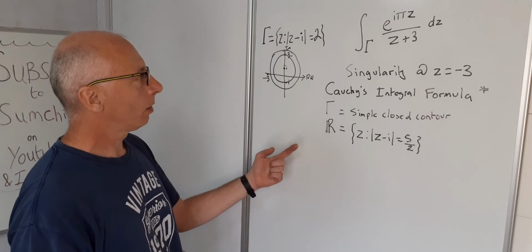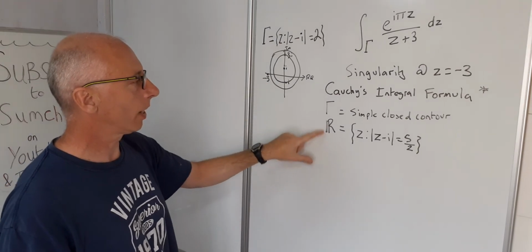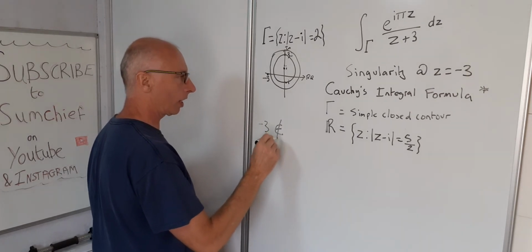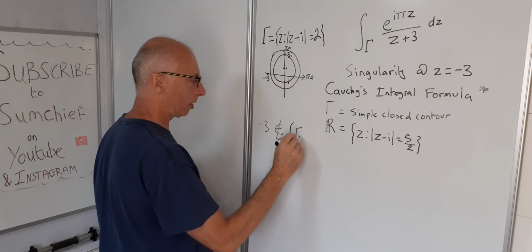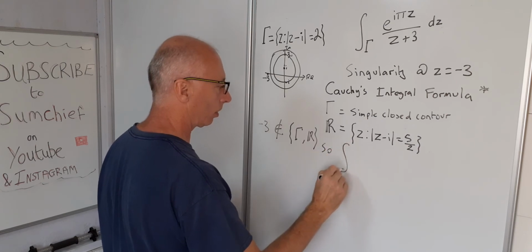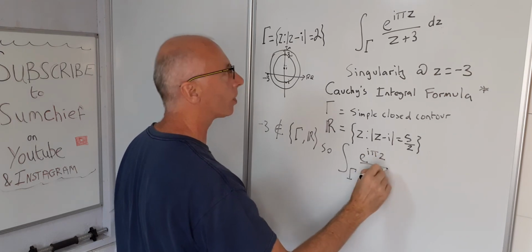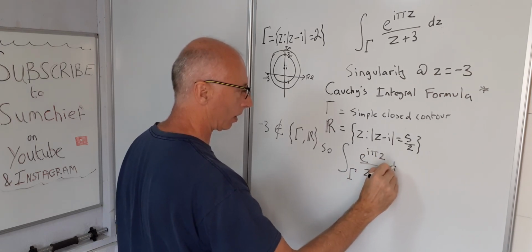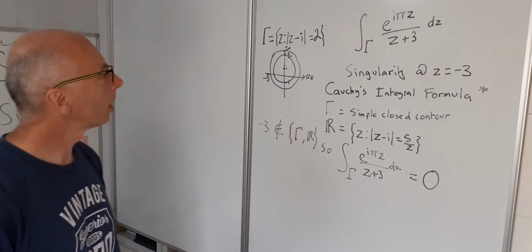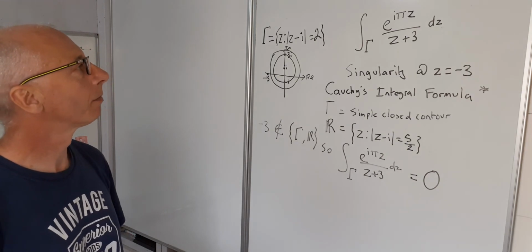So the singularity of this function, -3, is outside of both of these. So -3 is not in gamma or R. The integral across gamma of e to the i pi z over z plus 3 dz is 0. And that's a special result for when doing the integral of these formulas here. Okay.